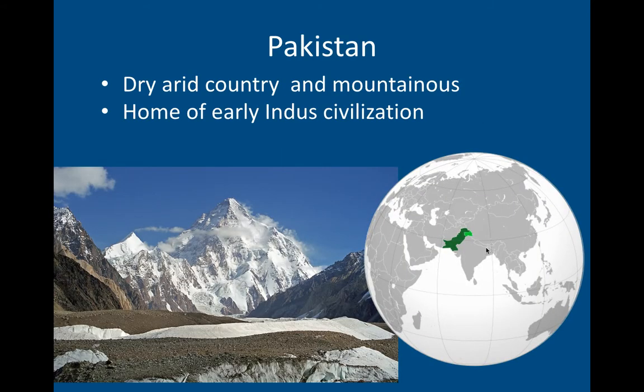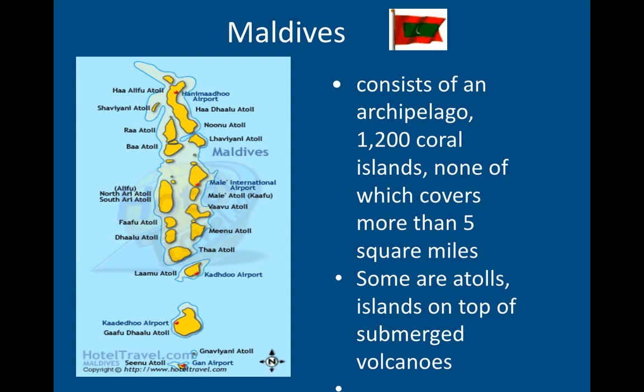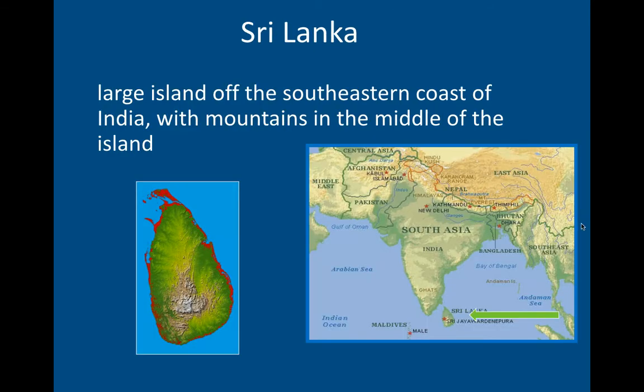Pakistan's there on the left side of India. Pakistan's right here. It's very dry, very mountainous. You have the Maldives, which are about 1,200 tiny little islands that none of them cover more than 5 square miles. So they're a bunch of tiny islands off the bottom left side of India. Then you have Sri Lanka. So here's the Maldives right down here. Here's Sri Lanka right here. It's got a mountain range in the middle, not very big, just a little mountain range, sometimes called the teardrop of India. Obviously, why? You can see there, it's just a little teardrop there off the edge of India.